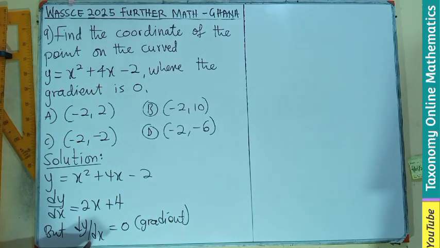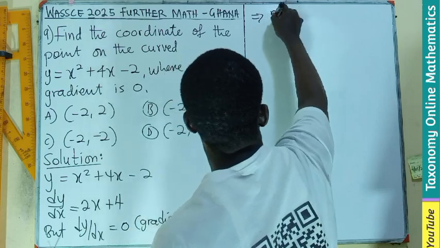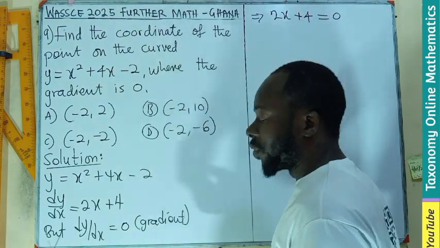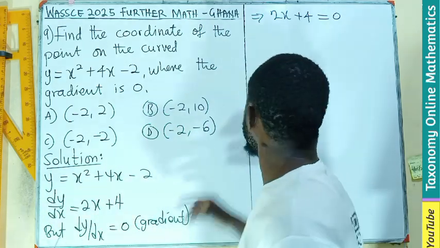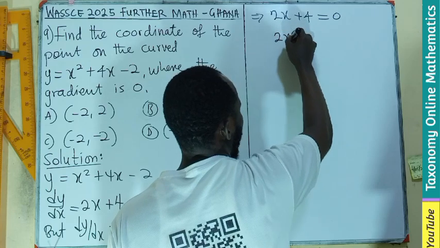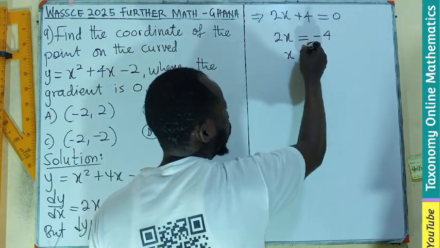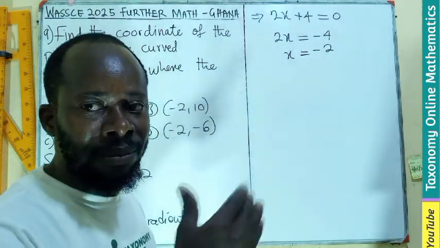So if this equals 0, that implies that your 2x plus 4 is also equal to 0. If the left is 0, the right will also be 0. So if we subtract 4 from both sides, you have 2x equals minus 4. Divide both sides by 2, you have here to be what? Minus 2. So x is minus 2.